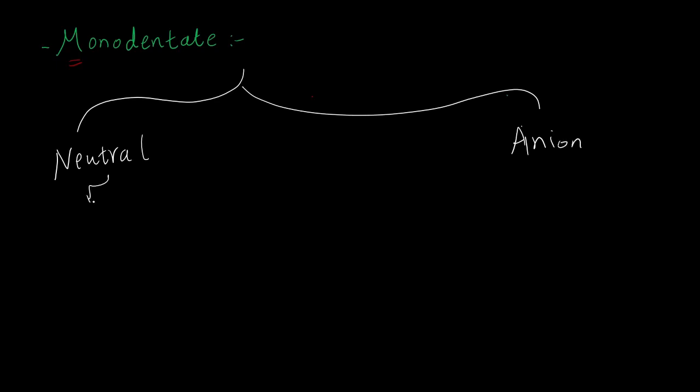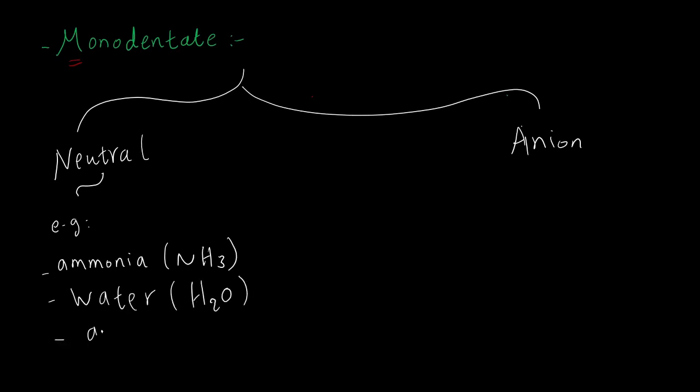Let's first start with neutral monodentate ligand. Neutral means without any charge, and the oxidation number is 0. For example, ammonia NH3, water H2O, and carbon monoxide CO. But there are exceptions here.